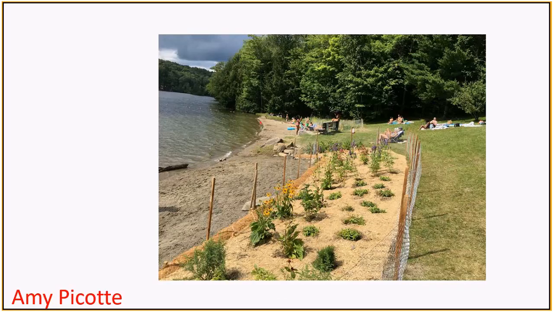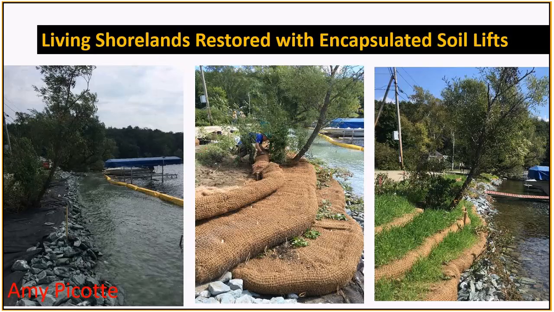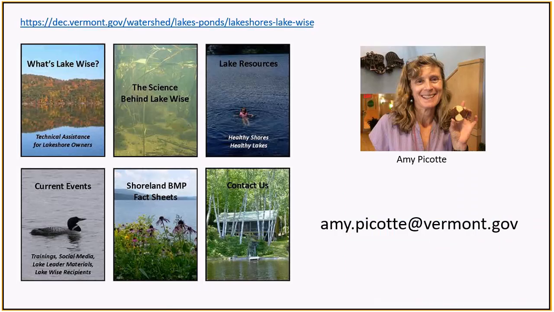These kinds of shoreline practices range in complexity from restoring living shorelands, as here, to doing something more complicated. This is from a project that was done on Lake Bomoseen using encapsulated soil lifts to restore a shoreland and prevent erosion. Our website provides lots of resources for people interested in what they can do to improve water quality and habitat in their lakes. And Amy Picotte is a good person to contact for more information about that. Her email address is there.